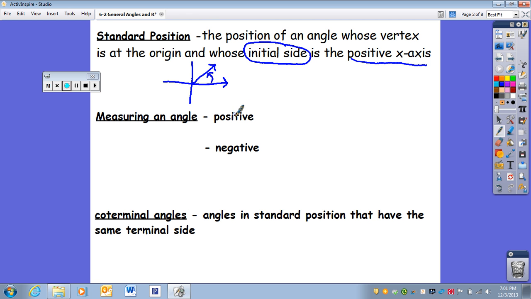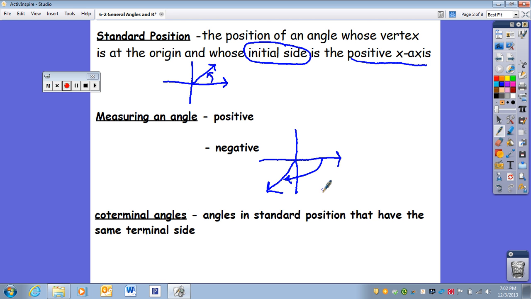When you measure an angle, beginning with our initial side being the positive x-axis, if we are going in a counterclockwise direction, which is the example that I have drawn here, that is going to be a positive measurement for our angle. If we have an angle such as this, with our initial side again being the positive x-axis, and we are coming down something like this to our angle, that is going to be a negative direction.